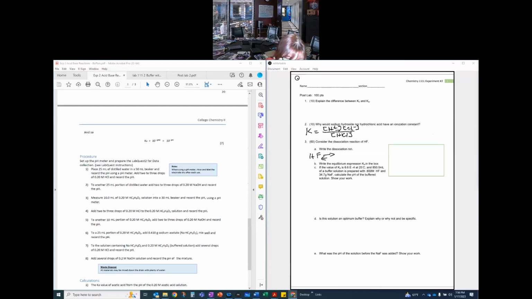I want you to write the equilibrium expression. So your Ka is going to go there. All right. Now, if the value of Ka is 6.6 times 10 to the minus 4th at 25 degrees, and 850 milliliters of a buffer solution is prepared with 0.650 molar HF and 34.7 grams of NaF, calculate the pH of the buffer solution. So in order to do that, you're going to need to do a couple of things.